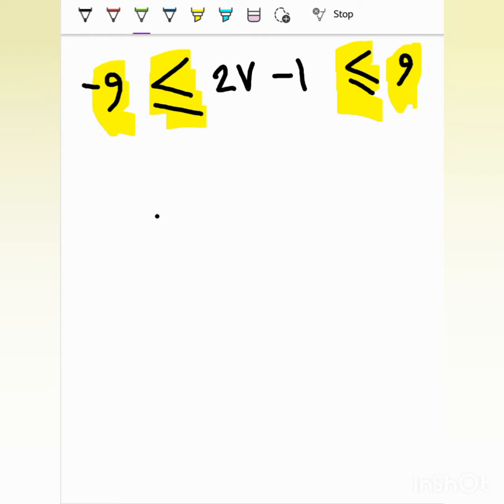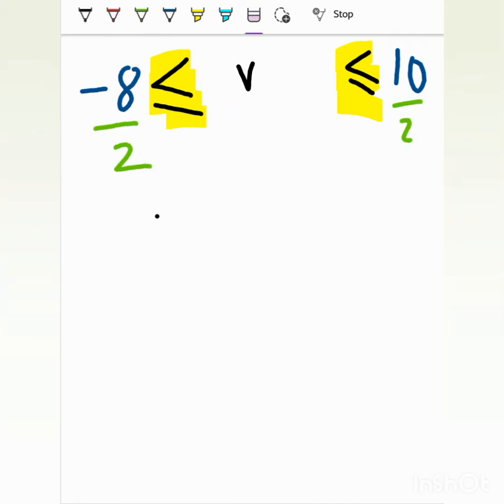So I add 1 here and 1 here and 1 here. Why do you add 1? To eliminate this. And the right side, 9 plus 1 is 10. And -9 plus 1, be careful. 9 for the grocery and 1 for you, so it is 8 for the grocery. So it is negative 8. Then divide by 2. The 2 will go, and 10 over 2 is 5. And -8 over 2 is -4.